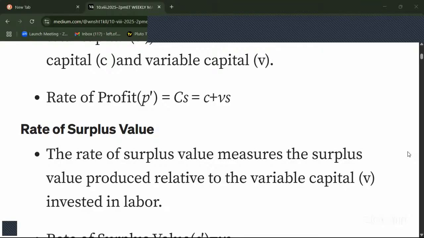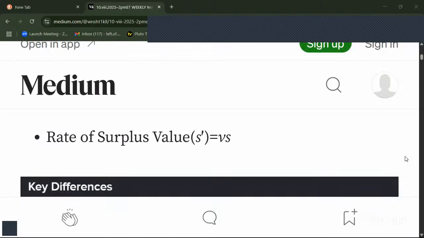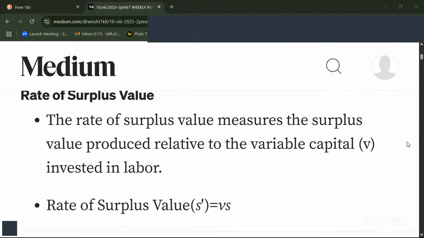The rate of surplus value measures the surplus value produced relative to the variable capital V invested in labor. Note that the choice here, of course, is to presume something that is variable, that is more like labor rather than capital in that sense, in terms of constant versus variable. And the rate of surplus value is lowercase s prime equals s over v.